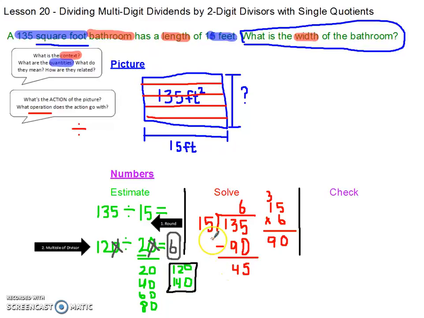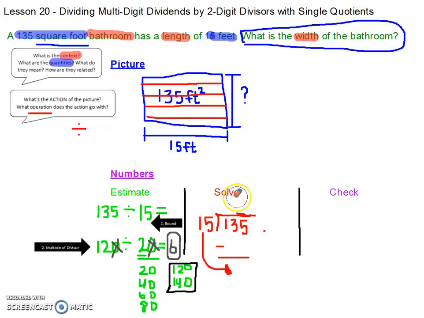And I asked myself, can I make any more groups of 15 out of 45? And the answer is yes. And I can actually see I can make 3 more groups. So this 6 up here, I can make a bigger number. So I'm going to say, if I can make 3 more groups out of 45, I'm going to try changing the 6 to a 9. So that means I'm going to erase what I have here. And I'm going to try again.